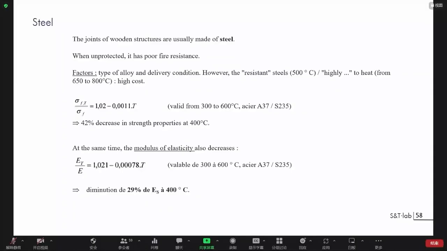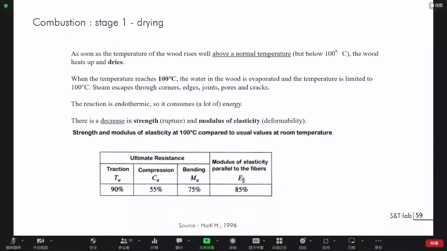There are some formulas here that will show that at a temperature of 400 degrees, you will have lost 42% of the strength properties and almost 30% of the elasticity, so the deformation of the system with steel. So this shows that timber, against other materials such as steel, for instance with steel structure, will have an advantage, and indeed that steel will be the weak point of construction against fire.